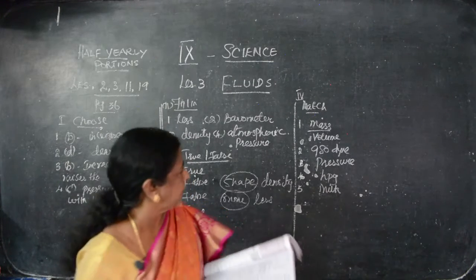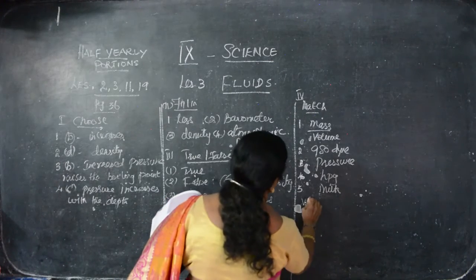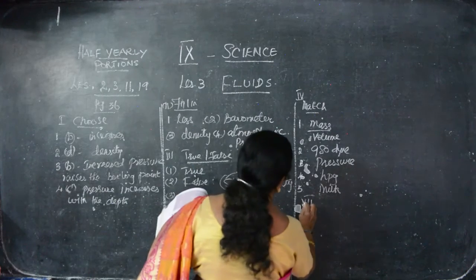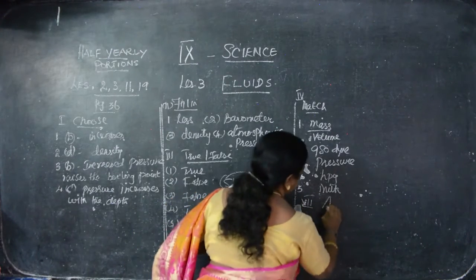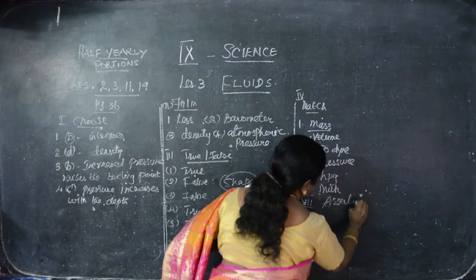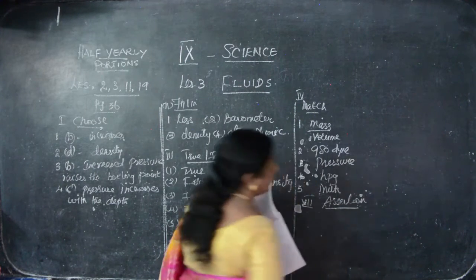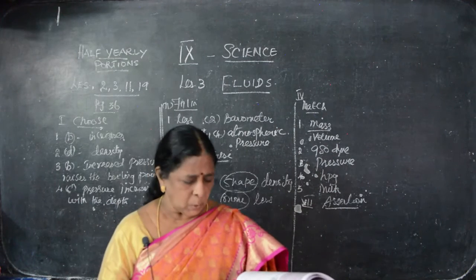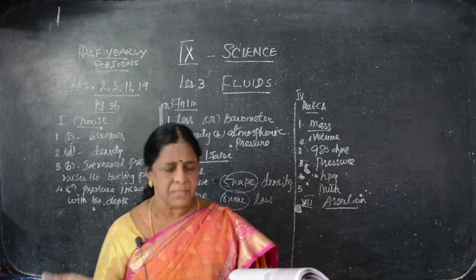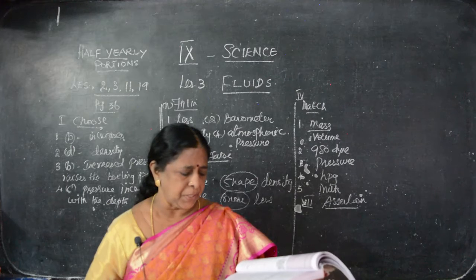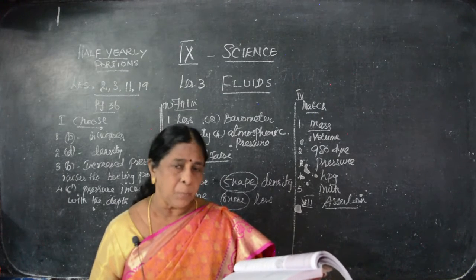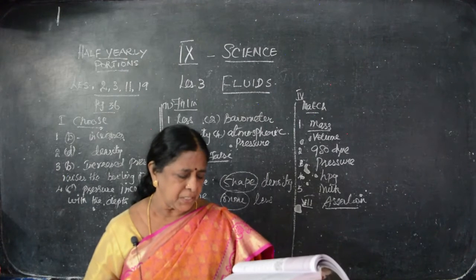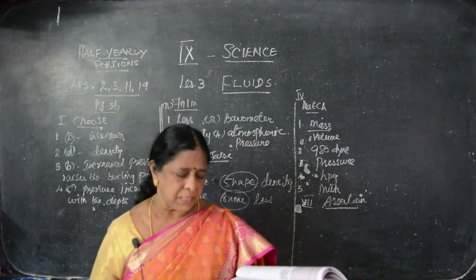So, question number 7. Roman number 7, assertion and reason. Already I said very clearly what you have to do for that. Here, what are the options? First one, A: both assertion and reason are true, and reason is the correct explanation of assertion. Next, B: both assertion and reason are true, but reason is not the correct explanation of assertion. Then, assertion is true but reason is false; assertion is false, reason is true.